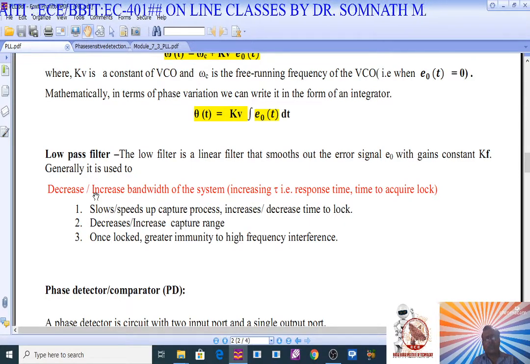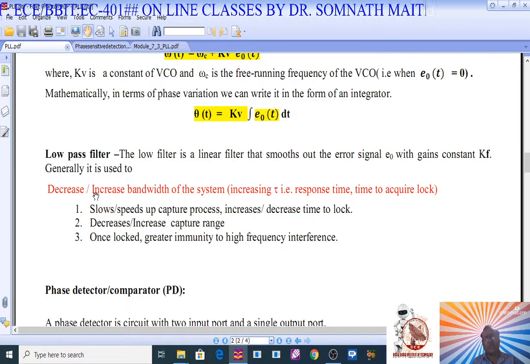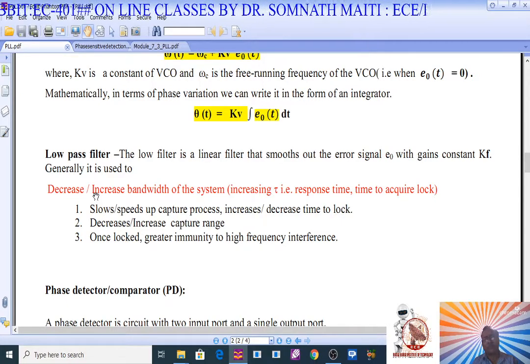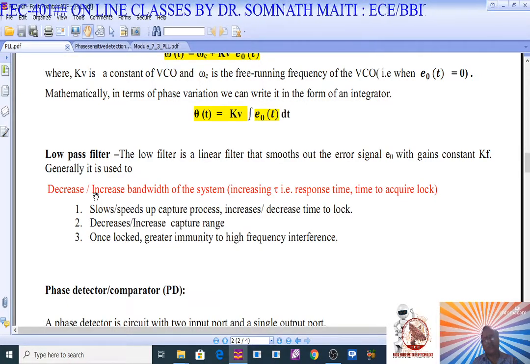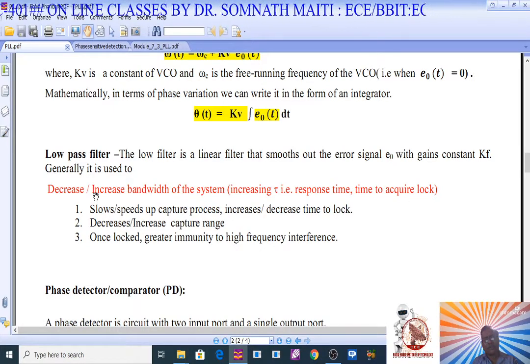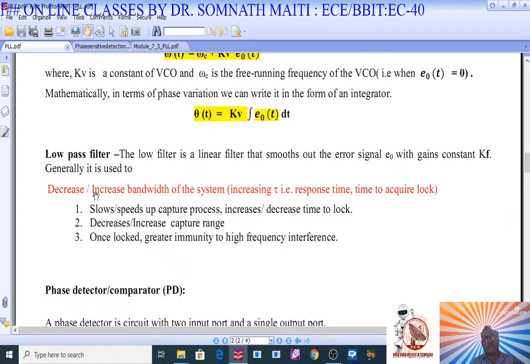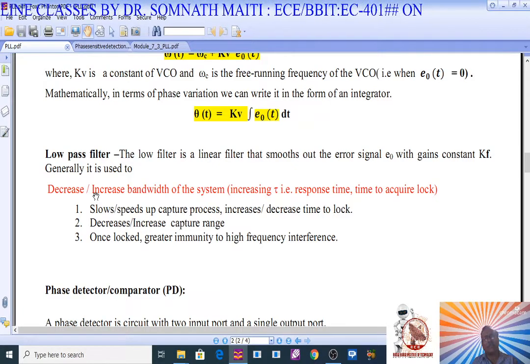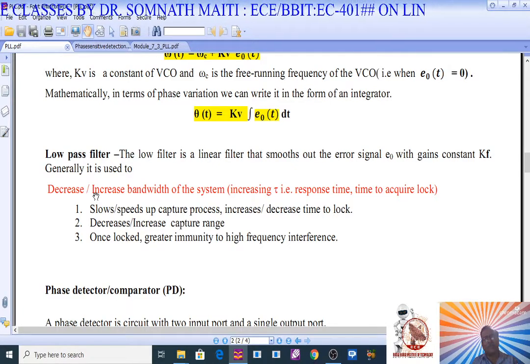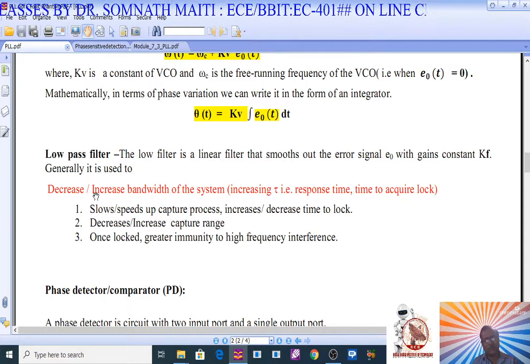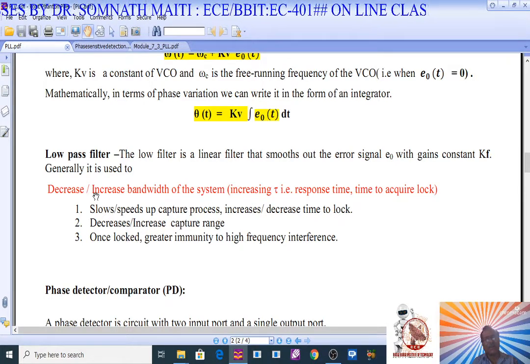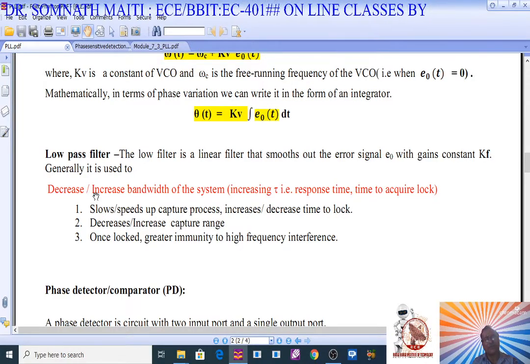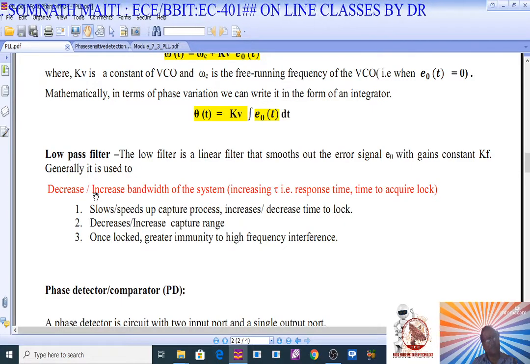Now what is the cutoff frequency? fc equals 1 by 2 pi RC. RC is time, so the cutoff frequency will be 2 pi by T, that is 2 pi into 1 by RC. This is the cutoff frequency. So if you want to increase the cutoff frequency, then R or C should be reduced. If you want to increase cutoff frequency, R or C value should be decreased. This is the basic idea of a low pass filter.